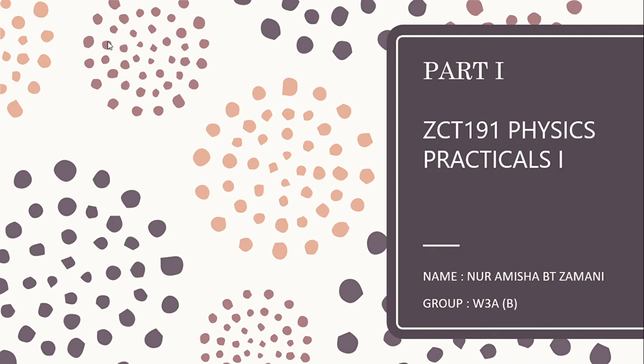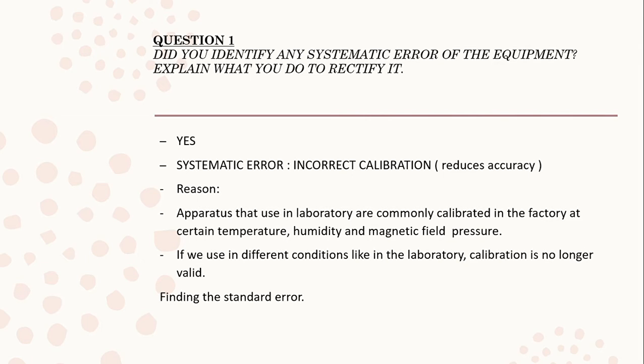Part 1. So the first question is, did you identify any systematic error of the equipment and explain what you do to rectify it? My answer regarding this question is yes, and the systematic error is incorrect calibration, which reduces accuracy. A certain value is allocated to a certain point on the scale of a meter.